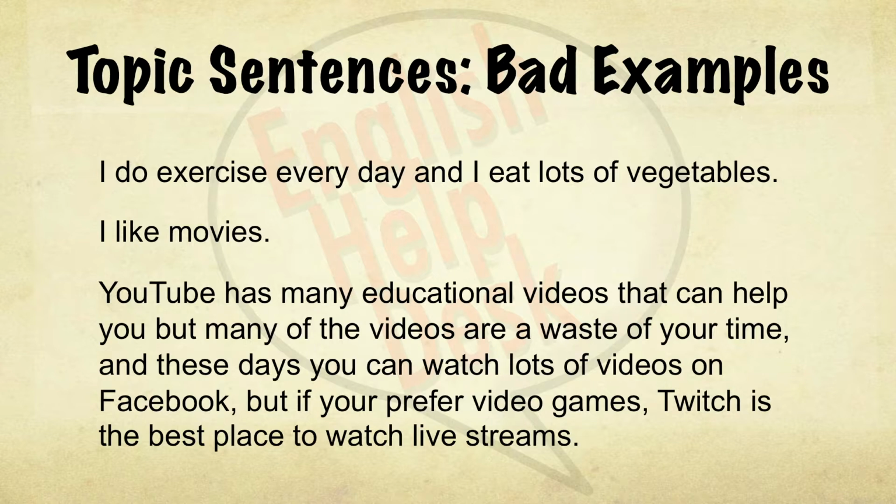We get the idea that the topic might be about videos, but at the end it talks about live streams, not videos. It says that some videos are good, some videos are a waste of time. Are we going to talk about educational videos, video games, or if we're talking about Facebook, kind of social media videos, people talking about their everyday lives? This topic sentence is far too much information and there's no clear topic, no clear controlling idea.